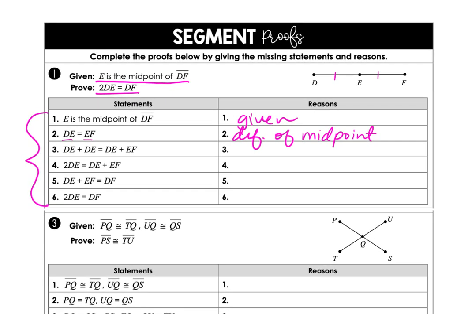All right, so we were here. DE equals EF. Now they say DE plus DE equals DE plus EF. What did they do? Substitution.